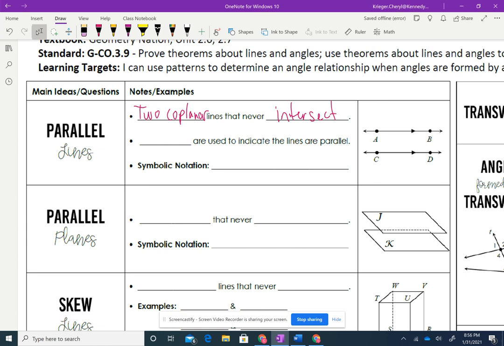And the way we indicate parallel lines, if we're given a picture, are these arrows here. So arrows are used to indicate that the lines are parallel. Okay, and the notation to write parallel lines is AB, and this is line AB, is parallel to line CD.